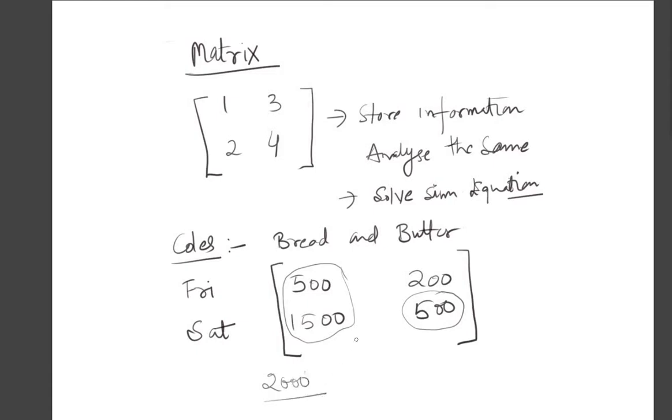And if I ask you how many butters were sold on Friday and Saturday, obviously you can do the same and say 700. So you see, we stored the information in a matrix format, and that helps us to analyze the same information in different ways. So that is primarily what a matrix is all about.